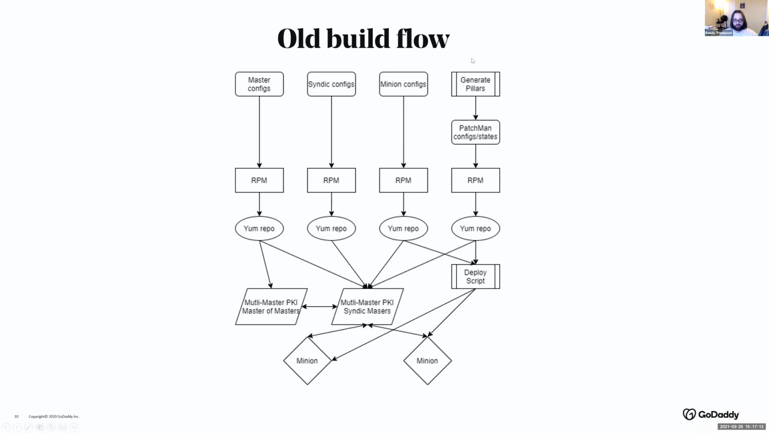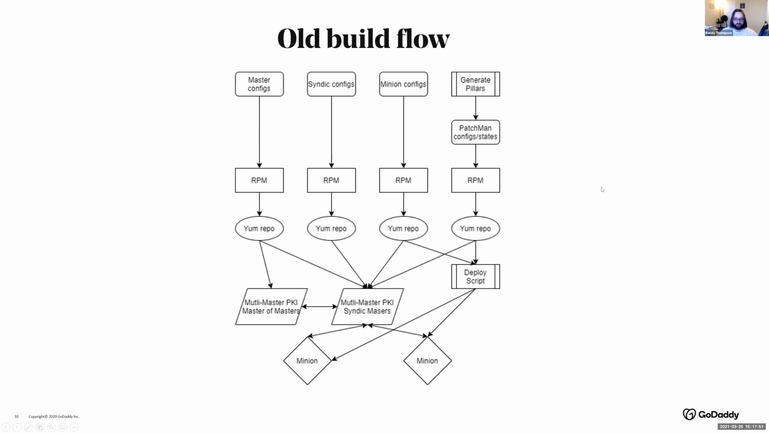So here's our old flow for building things. Effectively, we kind of had everything separated out by concern. So we had our master configs, our syndicate configs, our minion configs, and our master configs and syndicate configs would also include things like Salt API and Salt Cloud configurations. And then our pillars were actually generated on the side entirely, so that they were not stored in a way where they were susceptible to just kind of being picked up and used as a point of attack. They're all actually GPG encrypted.